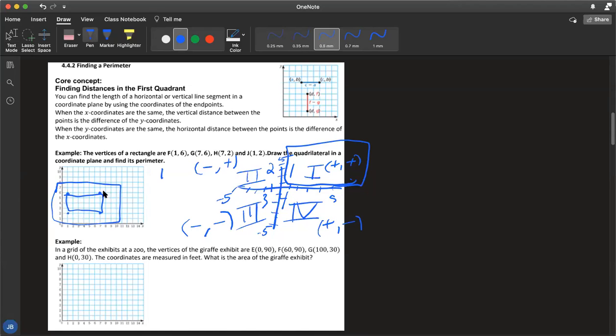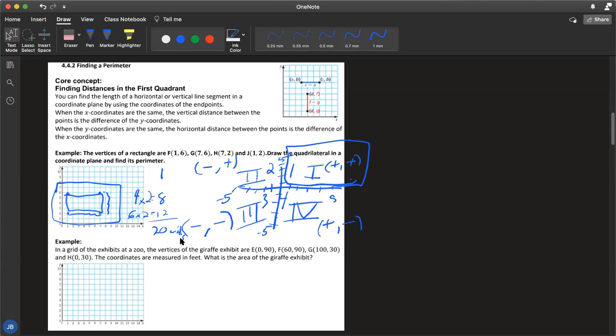We went from 6 here. So we went 1, 2, 3, and 4. So we know our width is 4 units, right? And then we can go here and say 1, 2, 3, 4, 5, 6. And so our length is 6. So we have 2 of these and 2 of these. So we get 8 and 12, and we add them together. Our perimeter is 20 units. Right? Does that make sense for everybody? Any questions on that? Comments, concerns?